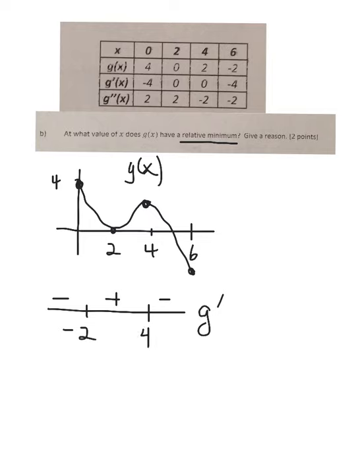Now let's answer the question. It says, at what value of x does g of x have a relative minimum? So then your minimum, oh, did I have a negative 2? That shouldn't be a negative 2. That should be a positive 2, shouldn't it? So that is your relative minimum. And like part A, this would be your explanation for part B.